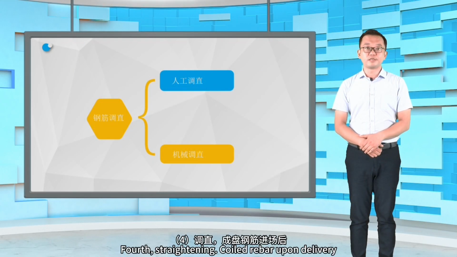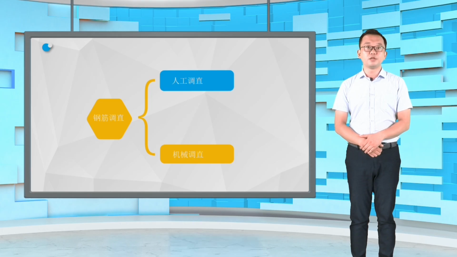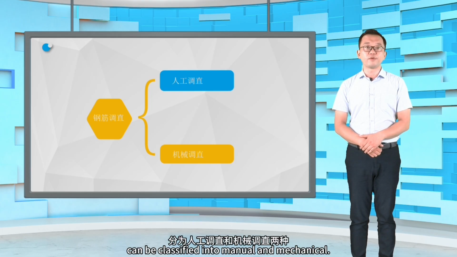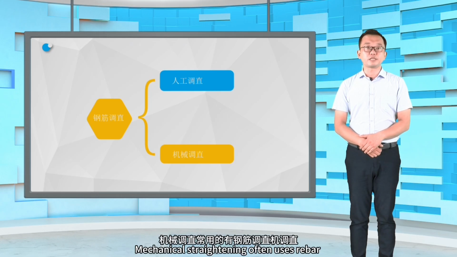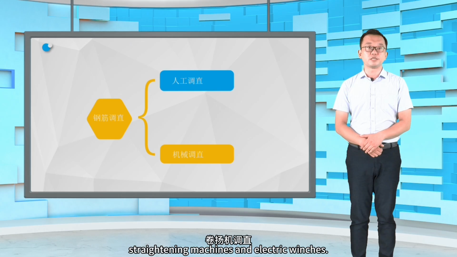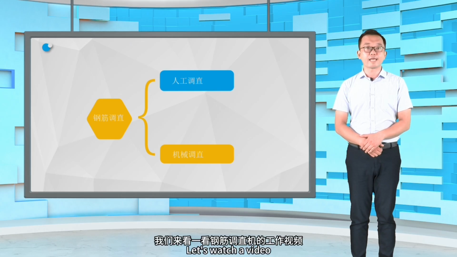Fourth, straightening. Coiled rebar upon delivery and any bent rebars need to be straightened before use. Straightening can be classified into manual and mechanical. Manual straightening often uses winches and iron posts. Mechanical straightening often uses rebar straightening machines and electric winches. Let's watch a video of a rebar straightening machine in operation.